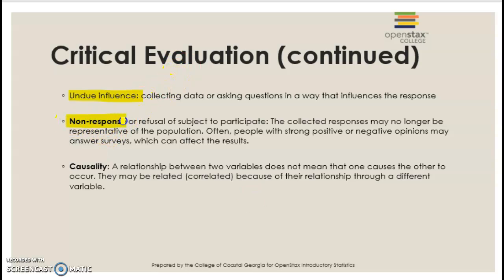Nonresponse or refusal of a subject to participate. The collected responses may no longer be representative of the population. Often people with strong positive or negative opinions will unduly influence the results. Causality. A relationship between two variables does not mean that one causes the other to occur. They may be related because of their relationship through a different variable.